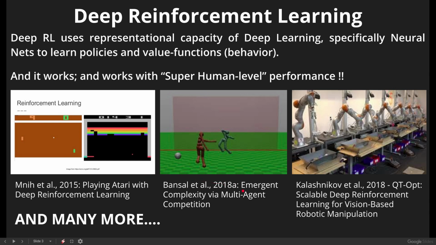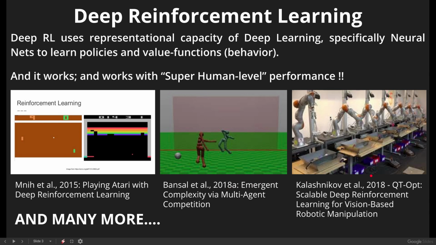Next is this work from Bansal et al. 2018, Emergent Complexity via Multi-Agent Competition. Here they train reinforcement learning policies via self-play in multi-agent environments which closely resemble real-world settings. And they are able to achieve very good results in terms of learning complex behaviors like running, pushing, ducking, dodging, fooling the opponent, etc. along with the transferability of the policies to other environments.